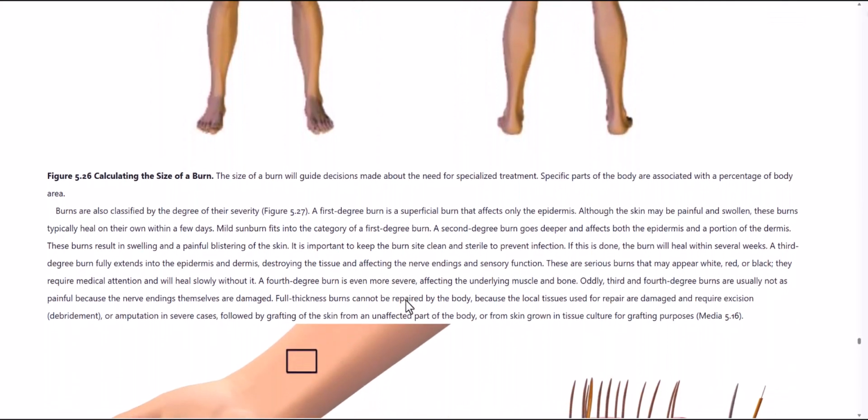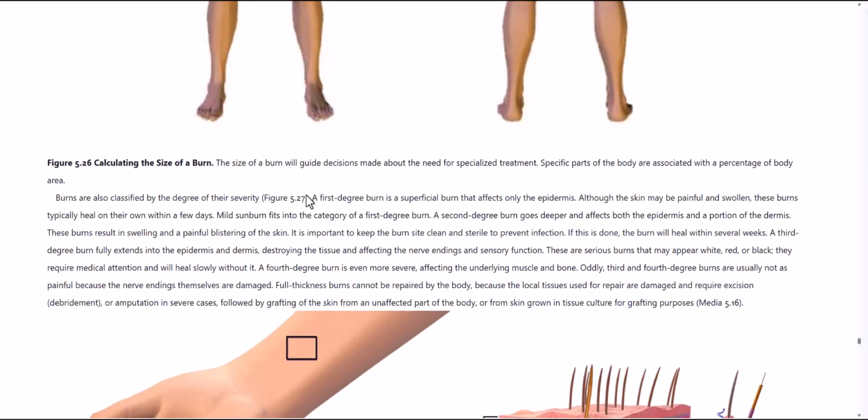Now let's talk about their classifications. A first degree burn is very superficial and it only affects a portion of the epidermis. This is going to be a little bit painful. Your skin's going to be a little bit swollen, but basically this is a sunburn. It is going to heal on its own. It is your classic first degree burn, just a sunburn. A little uncomfortable, but all is well. And you've only damaged a portion, not all, but just a portion of your epidermis.